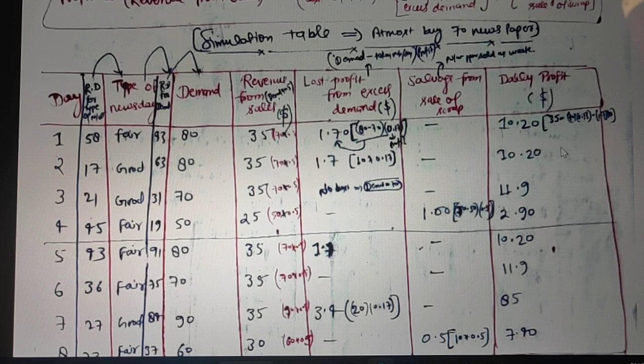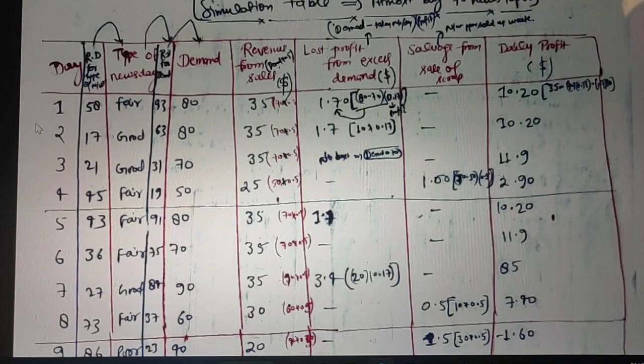Now daily profit, here we can see that the actual revenue here is 35. So from 35 we have to subtract this portion, 70 into 0.33, minus 1.7 into 10, so we will be left with 10.20, okay. And now accordingly we have to go for the second day.